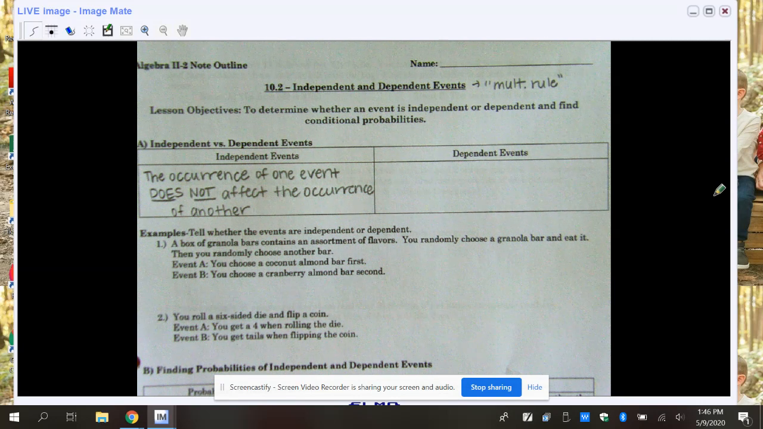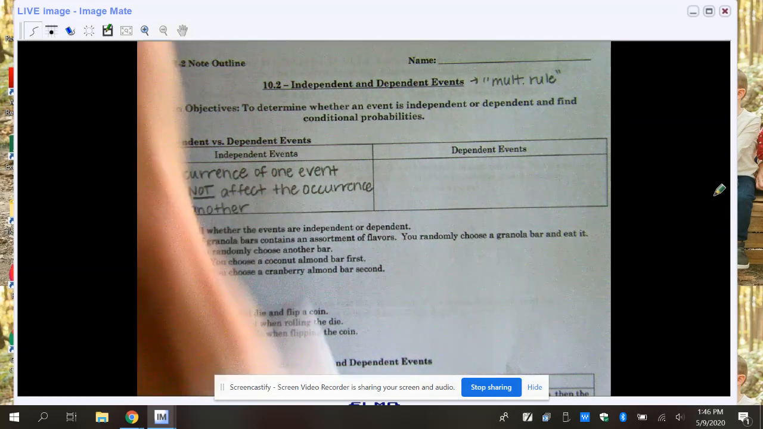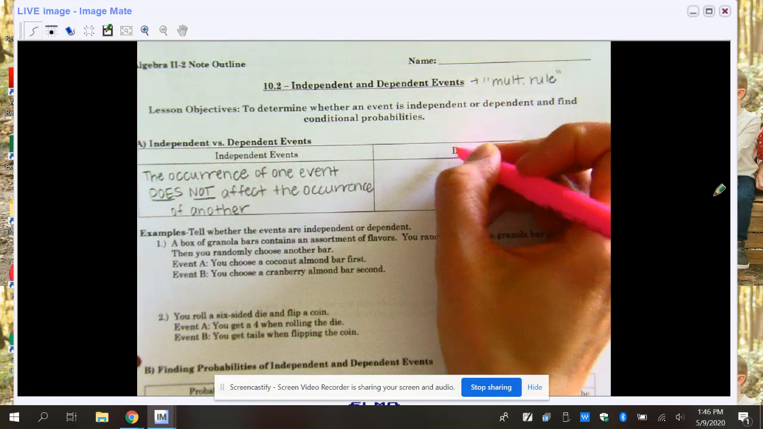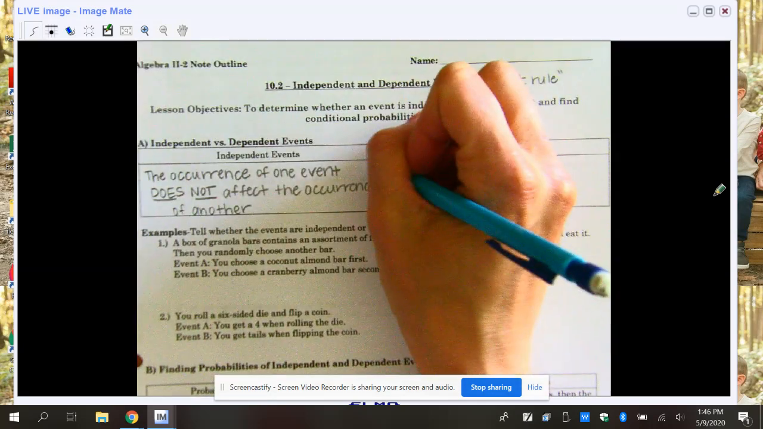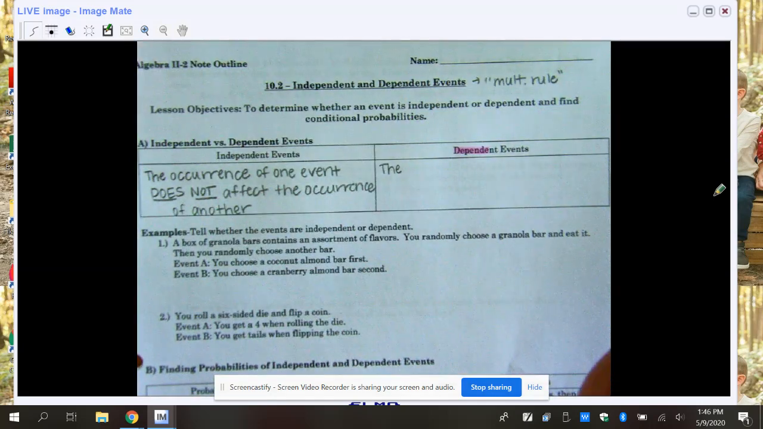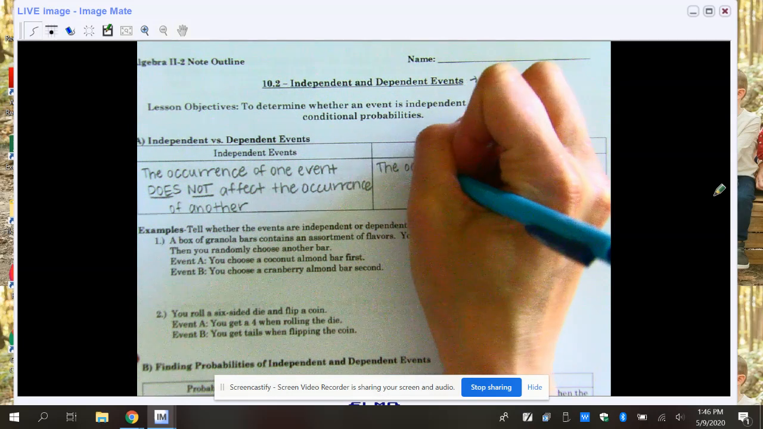And so then for dependent events, that's just the opposite. Again, that key word here is depends. So one event depends on the other. Okay? So the occurrence of one event does affect the occurrence of another.